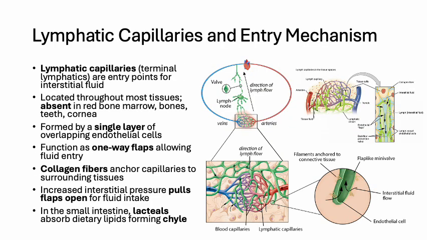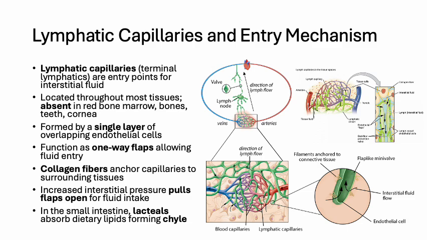Lymphatic capillaries, also known as terminal lymphatics, represent the starting point of the lymphatic system. These microscopic vessels are where interstitial fluid first enters and becomes lymph. They are also present in nearly every tissue of the body, particularly in the soft connective tissues. But there are a few exceptions. There are no lymphatic vessels in red bone marrow, bones, teeth, or the cornea of the eye.